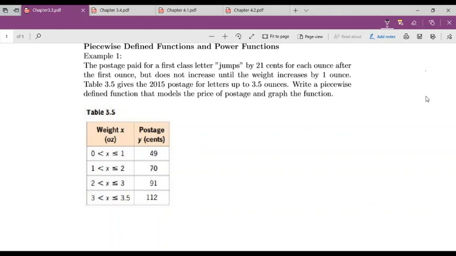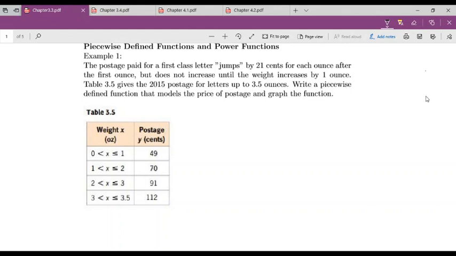In this first example, it says postage paid for a first class letter jumps by 21 cents for each ounce after the first ounce, but does not increase till the weight increases by 1 ounce. Table 3.5 gives the 2015 postage for letters up to 3.5 ounces. Write a piecewise defined function that models the price of postage and graph the function.